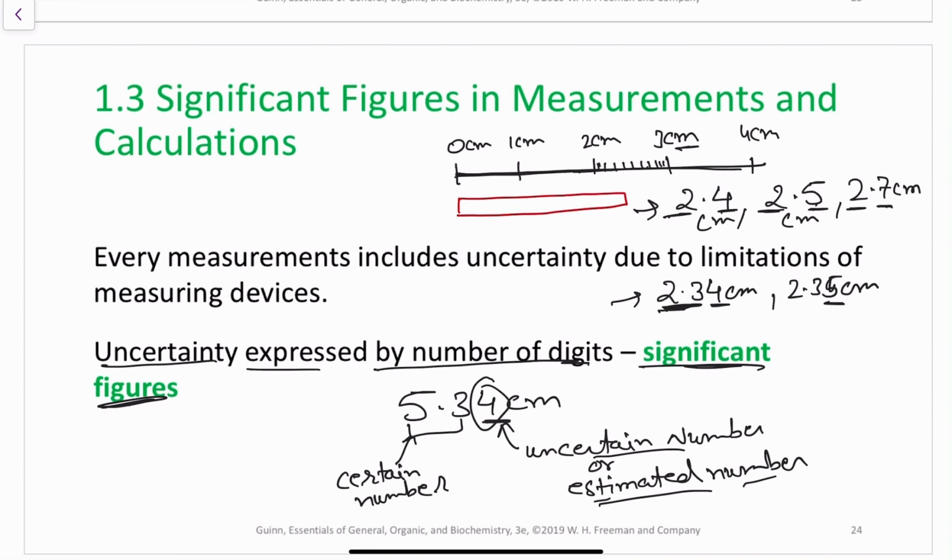For example, if we get a different number, let's say 7.4573, which one is your uncertain number in there? This 3 is your uncertain number. This is the last digit of the measured number, and all these other numbers are certain numbers, because for sure we know that the measured quantity is at least 7.457, but for the last number we are not sure.